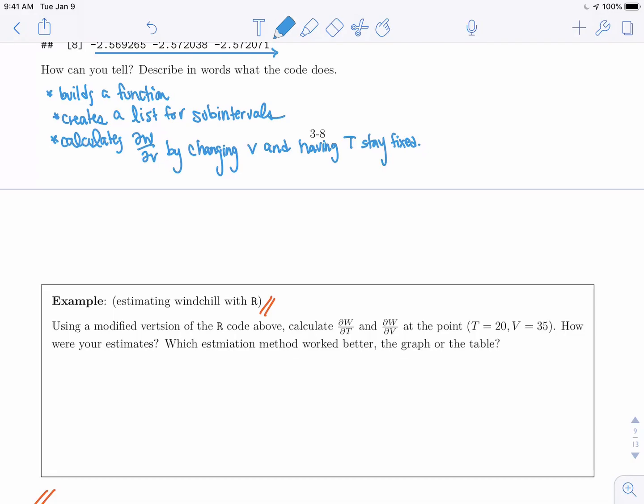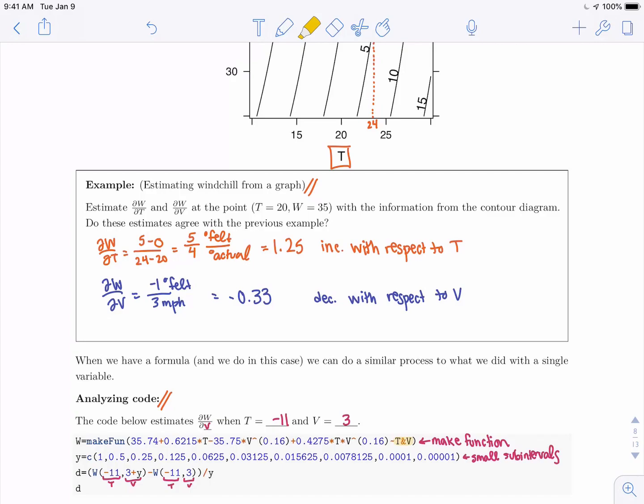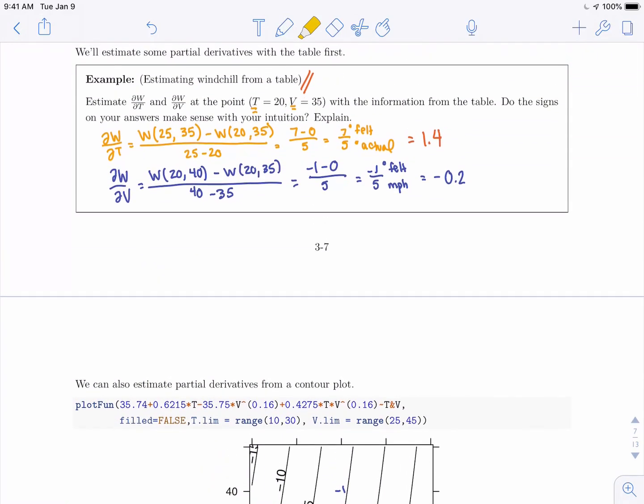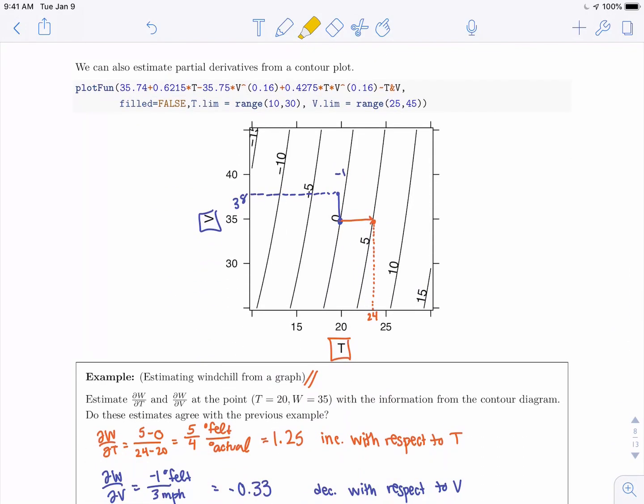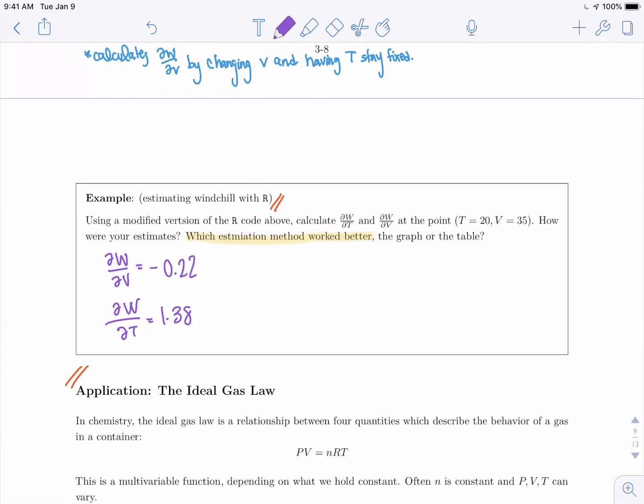So from our RStudio code, we saw that partial w over partial v was approximately negative 0.22, and partial w partial t was 1.38. So the follow-up question here is, which estimation method worked better? Table or the graph? So let's go back and kind of remind ourselves what we were at. So if we were estimating from the table, we got 1.4 and negative 0.2. Here, we got negative 1.25 and negative 0.33. Kind of looks like the table was better for both.